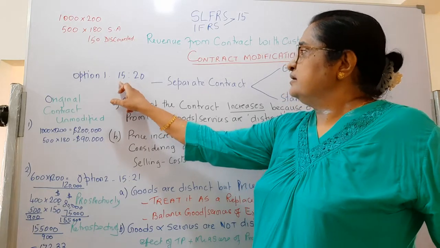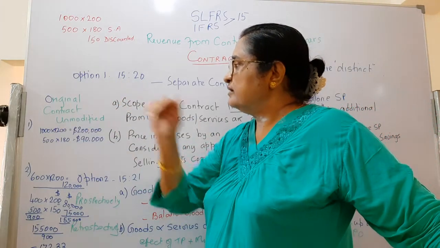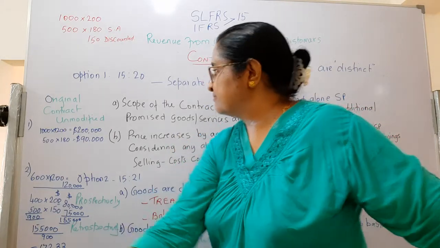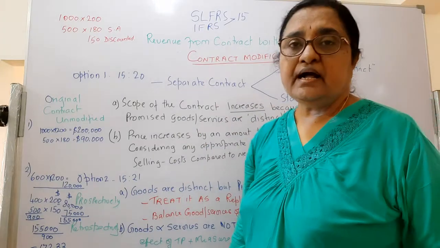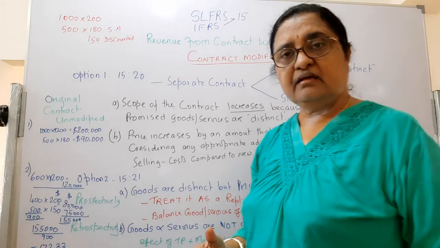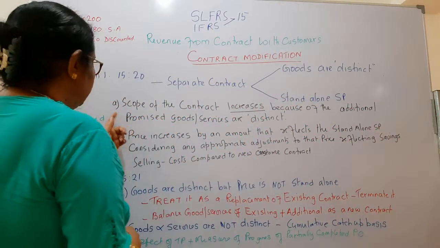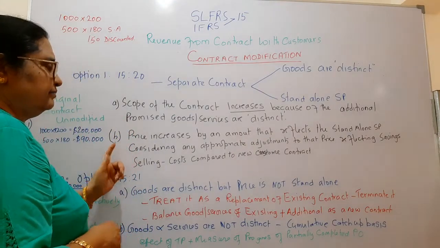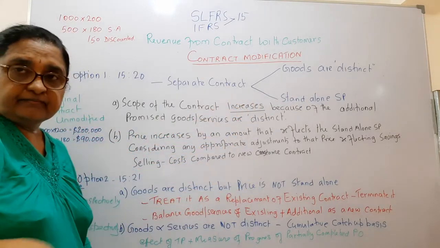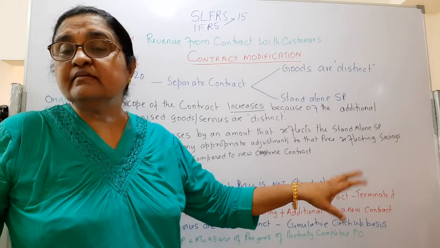The standard says, para 20 says, if the additional goods or services are distinct and the prices are standalone, there are two criteria. What it says is, the scope of the contract increases. That means your scope should increase. If there is a reduction, you cannot apply this.